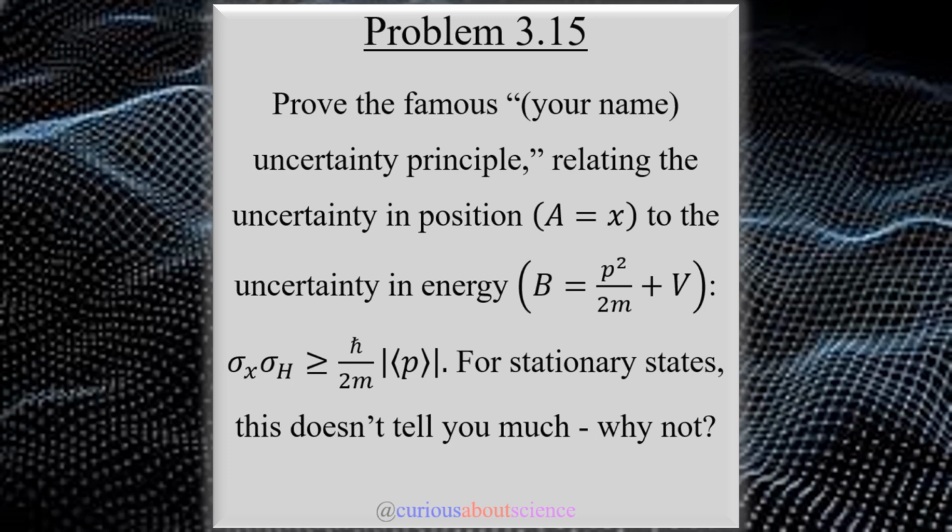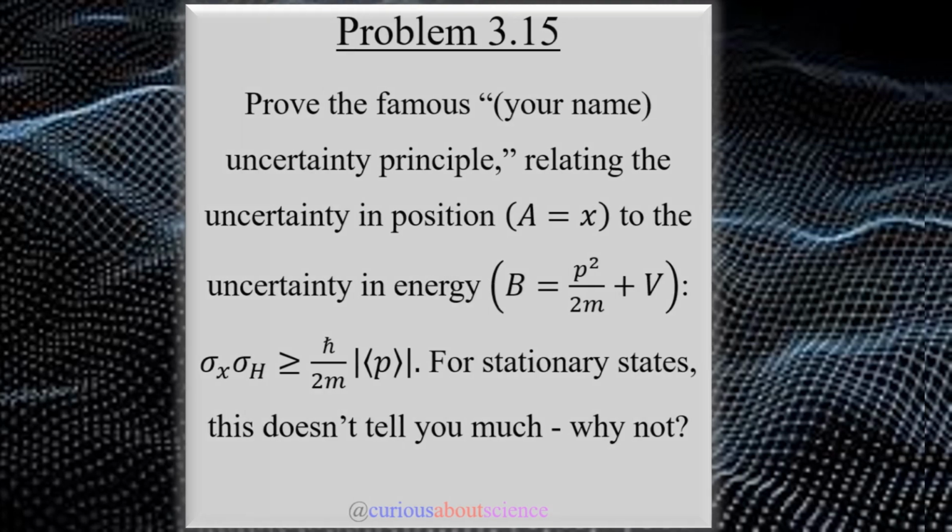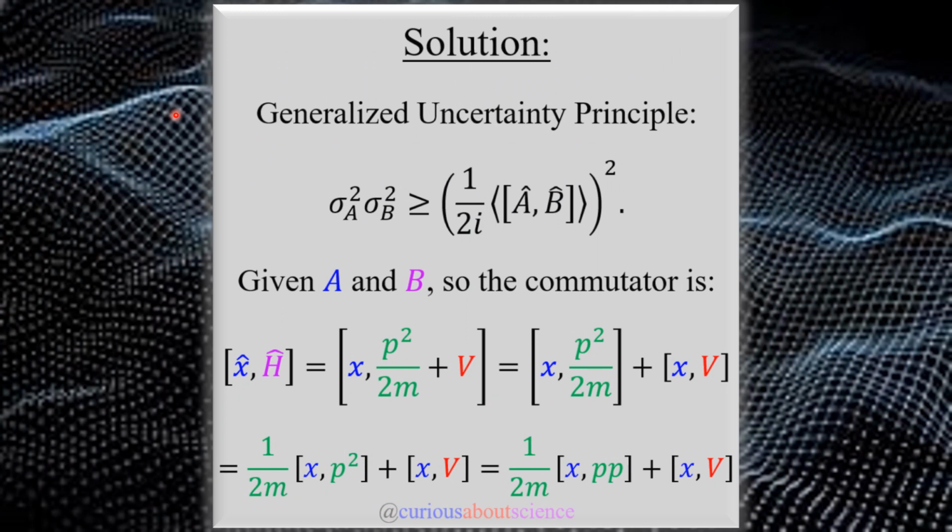And we want to show that if those are the two observables, we have sigma x sigma H is greater than h bar over 2m, magnitude of the expectation value of p. And for stationary states, this doesn't tell you much. Why not? So to start this off, let's go ahead and define the generalized uncertainty principle.